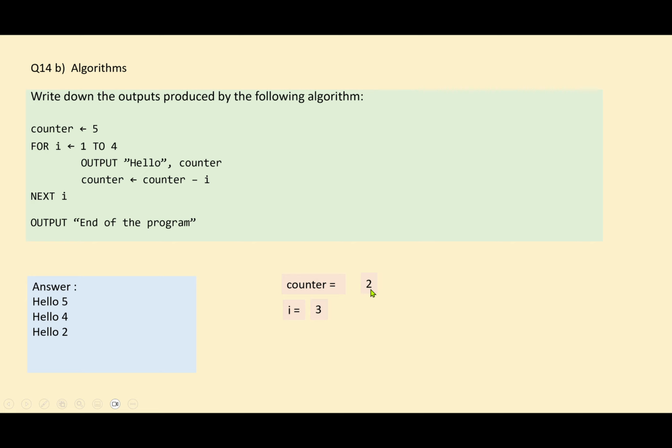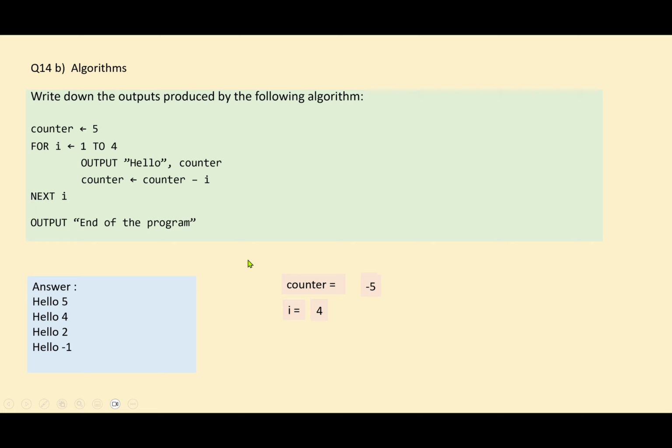Counter assign counter minus I. So counter is 2 and I is 3. So 2 minus 3 is minus 1. Okay, so we've done that. Next I can go up from 3 to 4. Because we put I up, it means we go back around this loop. So we output hello and the value of the counter, which is minus 1. There we go. Counter assign counter minus I. So counter is minus 1, I is 4. So minus 1 take away 4 is minus 5. Okay, so we've done that.